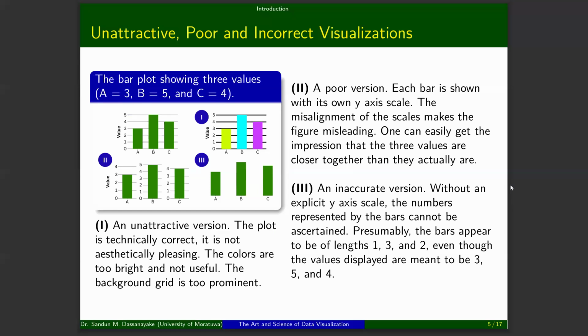And then the inaccurate version: without an explicit y-axis scale, the numbers represented by the bars cannot be ascertained. Presumably, the bars appear to be of this length, even though the values displayed are meant to be 3, 5, and 4. That also is there. I forgot to mention in that slide, because there are no values here, we certainly don't know what is actually meant by each of these things, right?